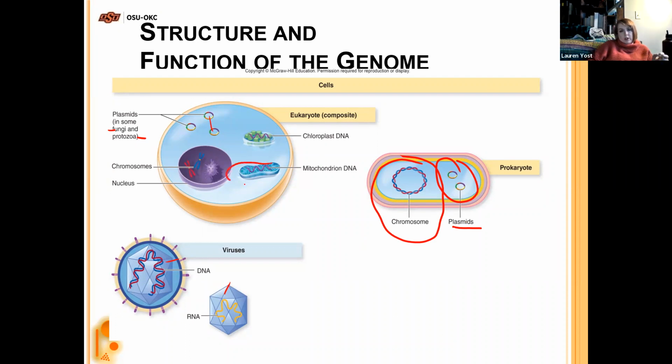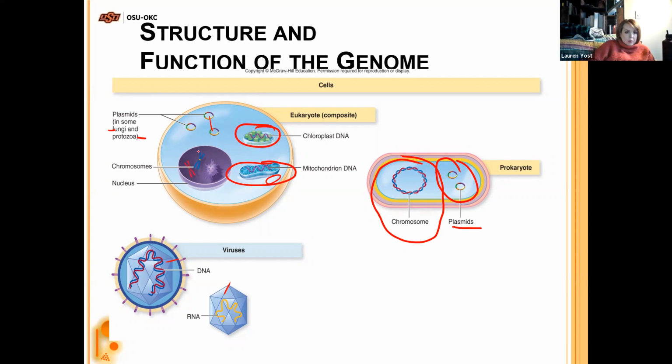We have mitochondria that create all of our energy. We just learned about that. They have their own mitochondrial DNA. It's circular; the picture is not accurate. And chloroplasts have their own DNA as well. Same sort of situation.